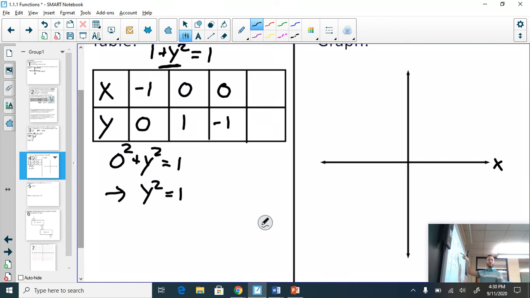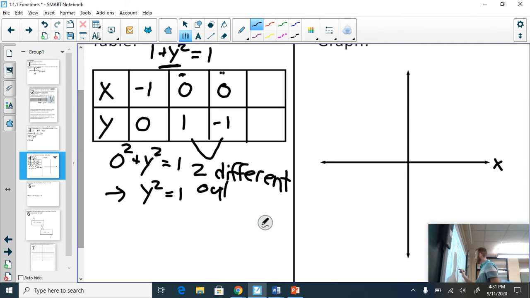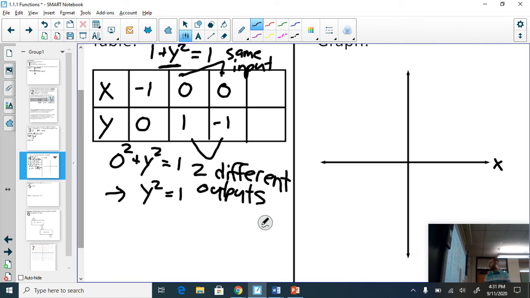We have the same input, even though it's on two separate parts of the graph. We have the same input, but we have two different outputs for the same input. And that's our problem. So that's why it's not a function.